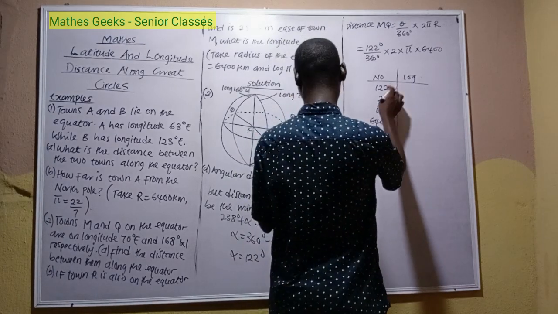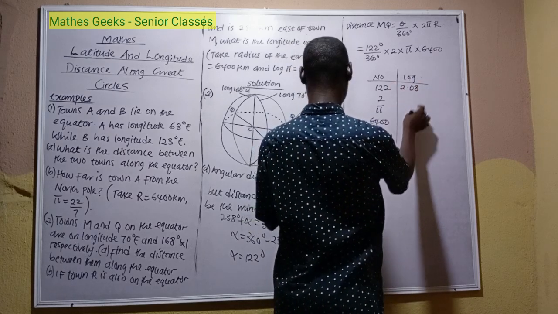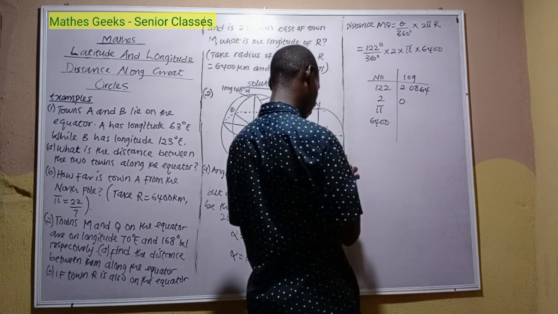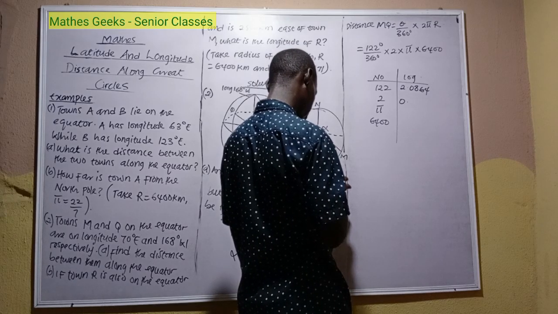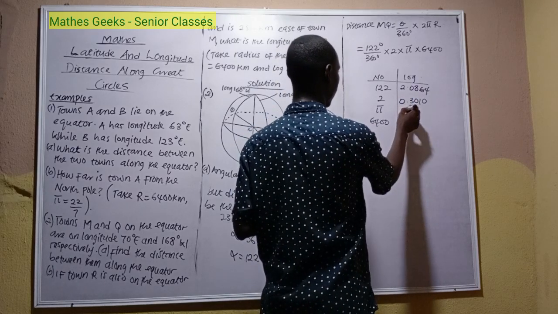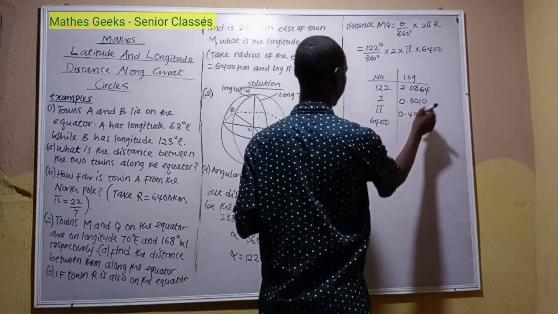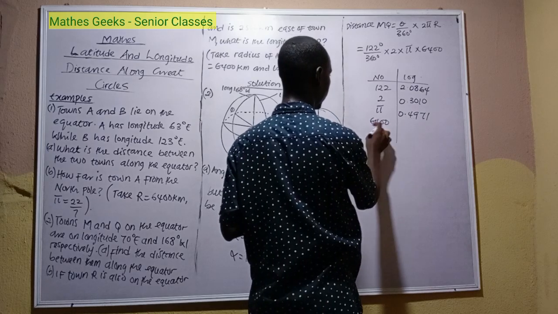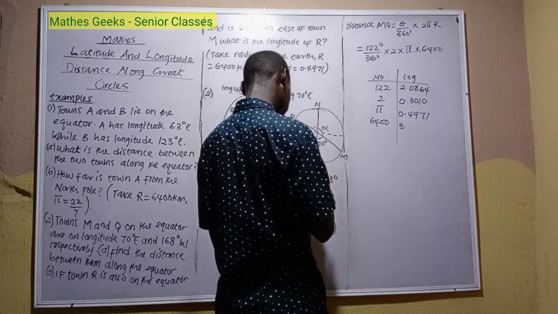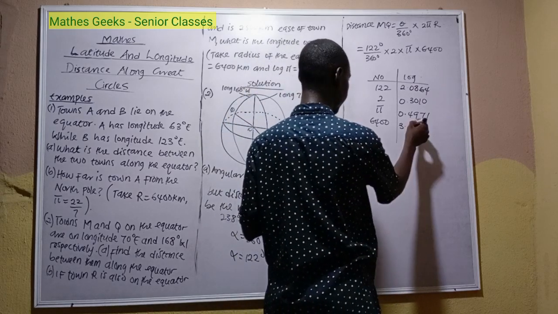So log 122 gives us 2.0864. Log 2 gives us 0.3010. Log pi has been given to us, the value for this has been given to us: 0.4971. Log 6,400 gives us 3.8062.